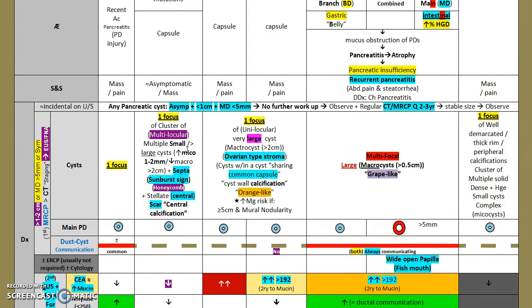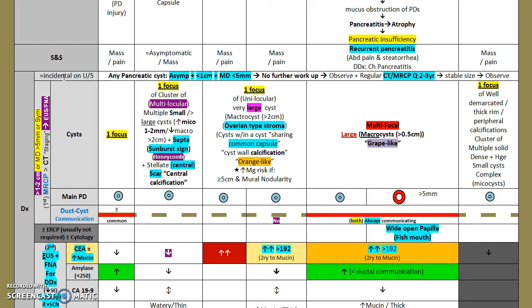So before we go to the diagnosis and the management, let's keep this in mind. If you find any pancreatic cyst on ultrasound that is asymptomatic, less than 1 centimeter, and a main duct which is normal, less than 5 millimeters, you don't need to do any further workup. Just observe that patient and bring him or her for CT or MRCP every 2 to 3 years. And if this shows a stable disease, you just observe these patients. Alright.